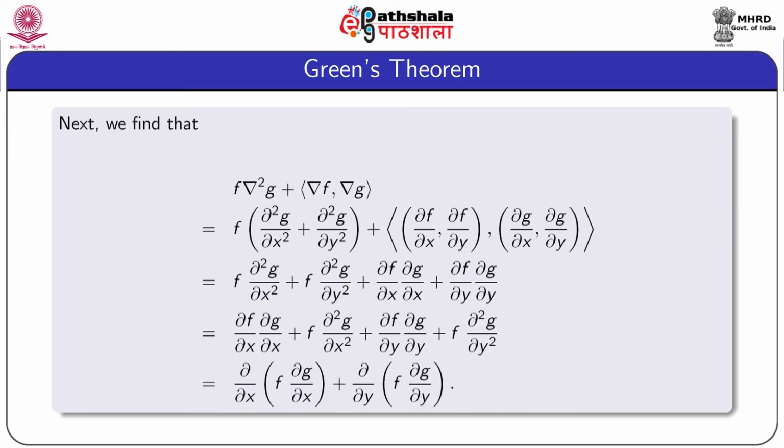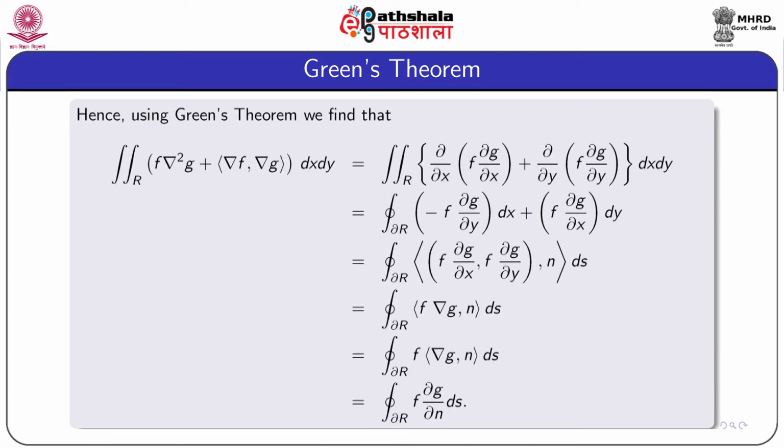Using this, we also find that f nabla squared g plus the inner product of nabla f and nabla g, after a little calculation, equals ∂/∂x of (f ∂g/∂x) plus ∂/∂y of (f ∂g/∂y). Now, using Green's theorem, we find that the double integral over R of f nabla squared g plus the inner product of grad f and grad g dx dy equals the line integral over ∂R of f ∂g/∂n ds.